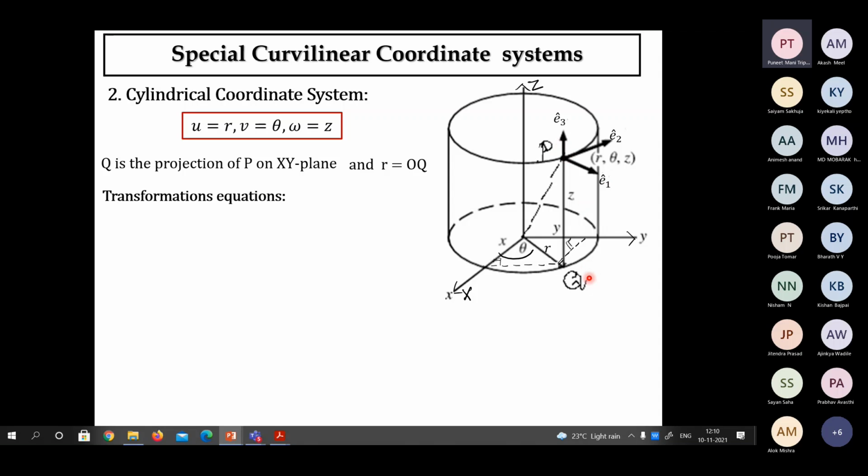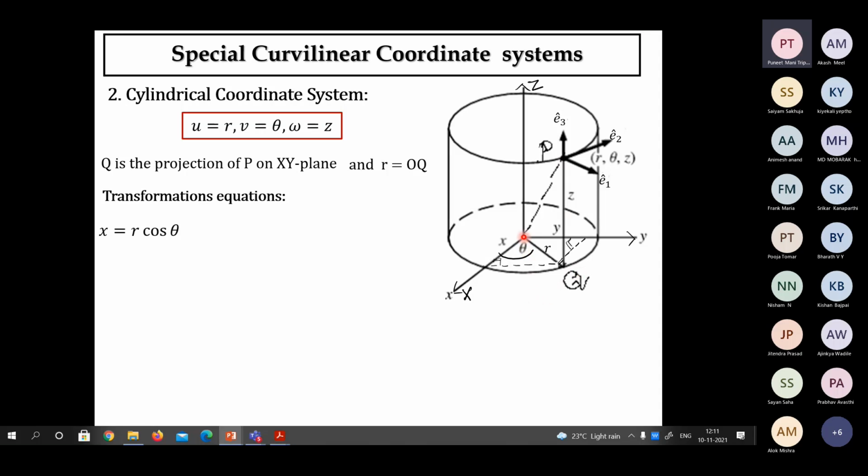Now let us see the transformation equations, the relation between x, y, z and r, theta, z. x is equal to r cos theta. See, this is x, this is y and this is z. For z there is no change, it is always z. So z equals z, the same value.